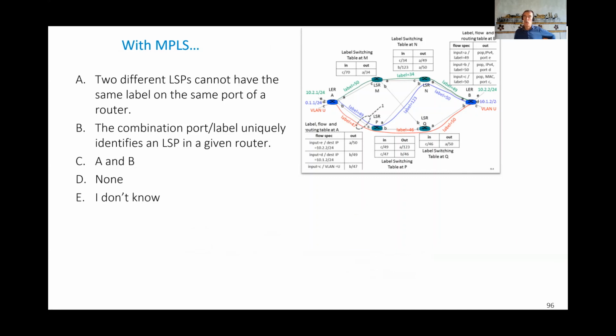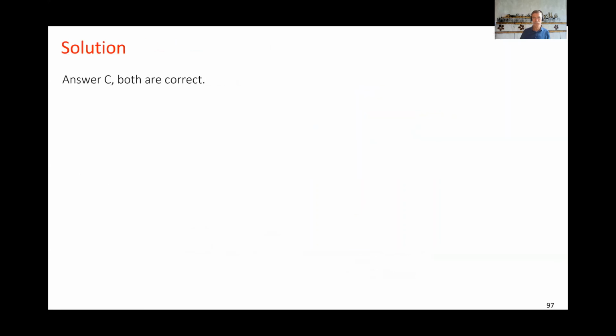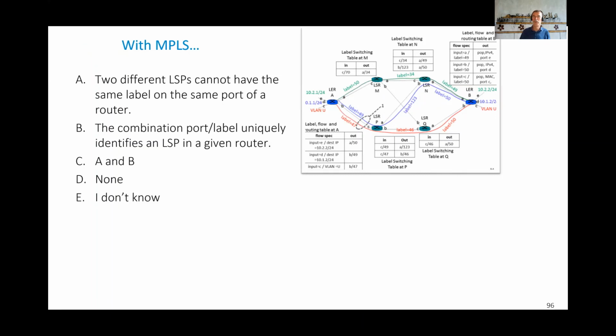Here is a first little quiz. I let you discover it, stop the video, and move forward to see the answer. Here is the answer. Both are correct. Two different LSPs, LSPs being MPLS connections, cannot have the same label on the same port of a router because the label is exactly here used to differentiate between different connections. So here 49 and 47 must have different labels.